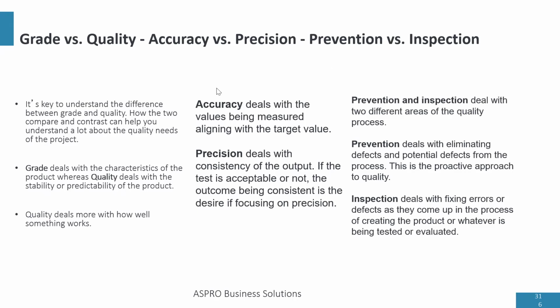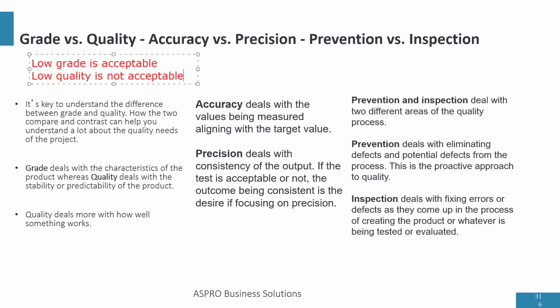So this is what you need to know about grade and quality. Low grade is acceptable, but low quality is not. That means you can have a low grade, high quality product, but you cannot have a low quality, high grade product. What does a low quality, high grade product look like? It's probably a product that has so many features but doesn't work well.